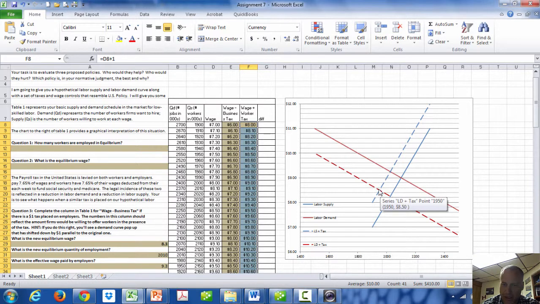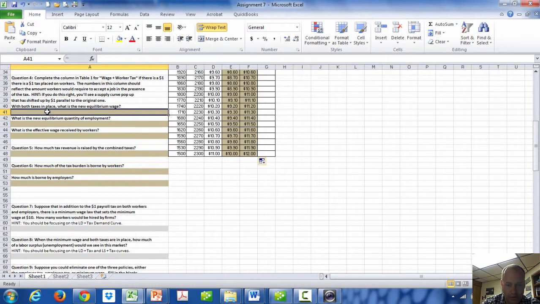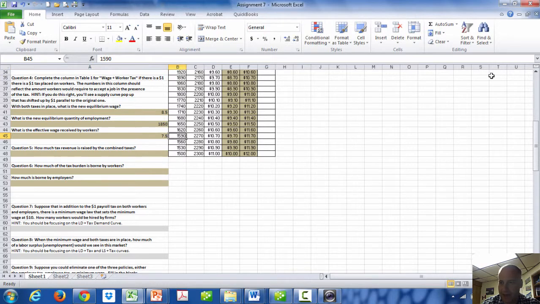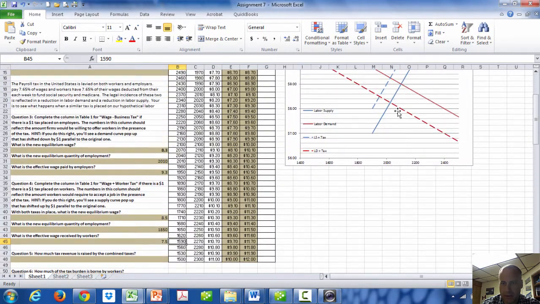When both taxes are in place, our $1 taxes on employers and employees lead us to a new equilibrium, and we'll scroll over that, of 1,950 workers employed at a wage of $8.50. So the new equilibrium wage is $8.50. The new equilibrium quantity of employment is 1,850 workers. And the new effective wage received by workers is $7.50. Right? They only get to keep $7.50. I'm sorry, I typed in 1850. This should be 1950. Okay.